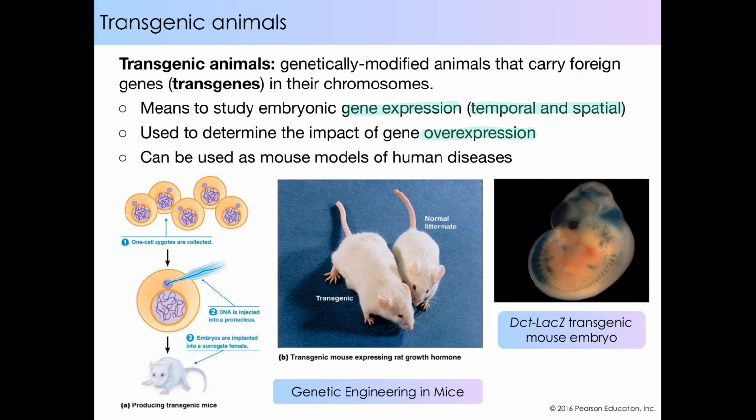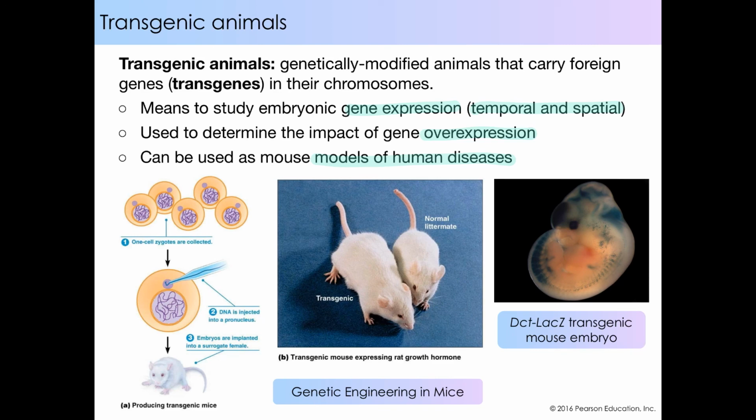For example, in this image, we see a mouse that expresses the rat growth hormone. Now, because the mouse already expresses its own growth hormone, the addition of the rat growth hormone means that this animal has higher than usual levels of growth hormone. And as you can see, the animal is larger than its normal or wild-type littermate, which does not have the transgene. Transgenic mice can also serve as models of human diseases.